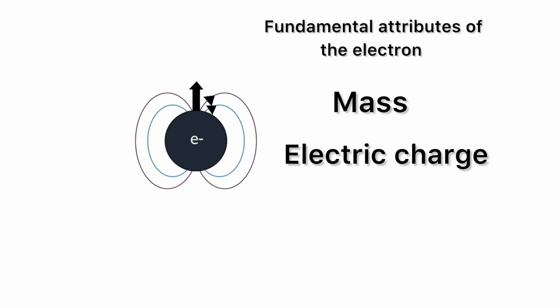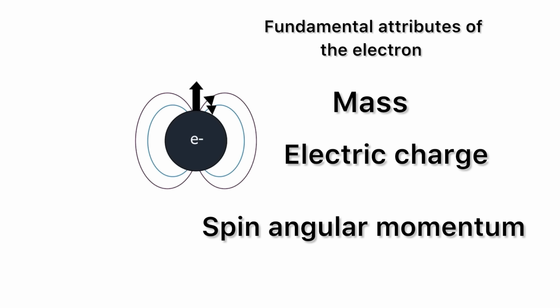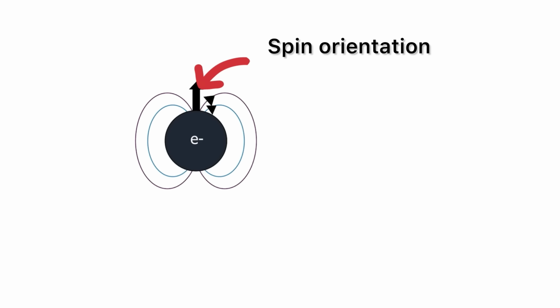Now, let's go back to our electron. Here is an electron in its particle form. For this electron to be an electron, regardless of where it is located, or what form it takes on, it must have mass, electric charge, and angular momentum. Obviously, in this case, we don't have to measure the electron to prove spin orientation. We can see that the electron has a spin orientation.